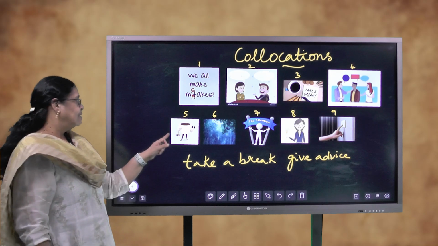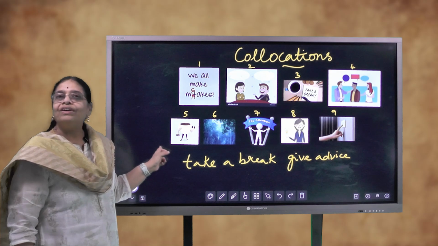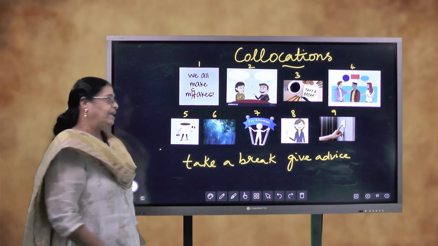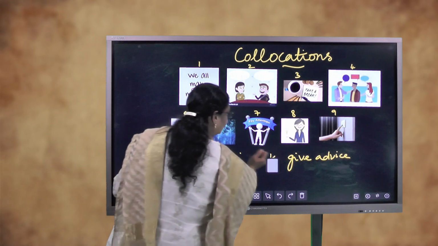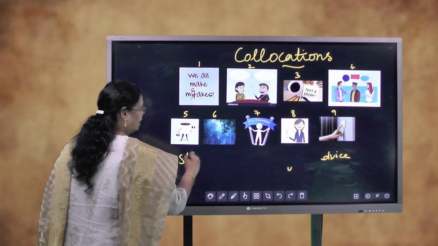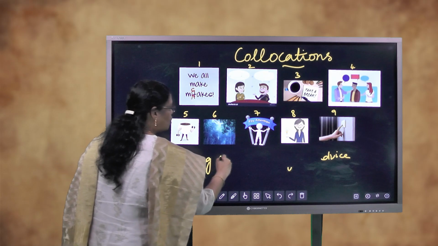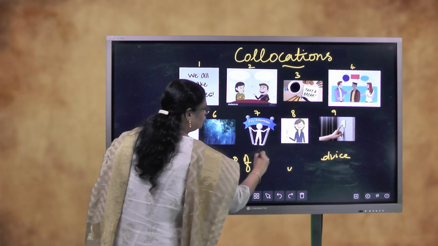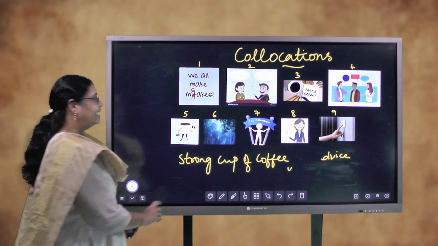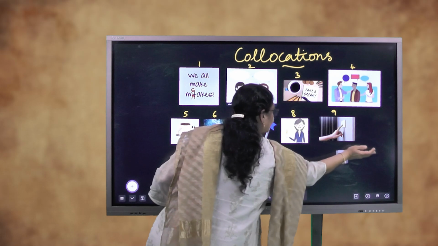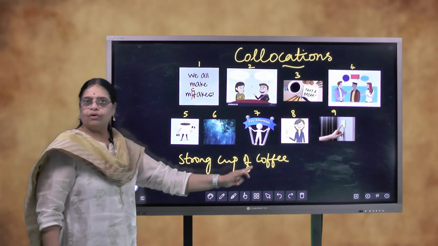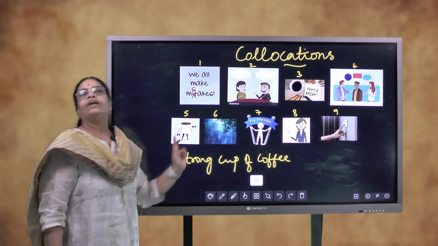Of course, let's presume that there's coffee in the cup, and we are supposed to say a strong cup of coffee, not powerful cup of coffee. So here the collocation is always strong coffee. I would like to have a strong cup of coffee or strong coffee. So this is the right collocation. And when we look at the next picture, in fact, coming back to this picture, it's always strong coffee. It cannot be powerful coffee or heavy coffee.